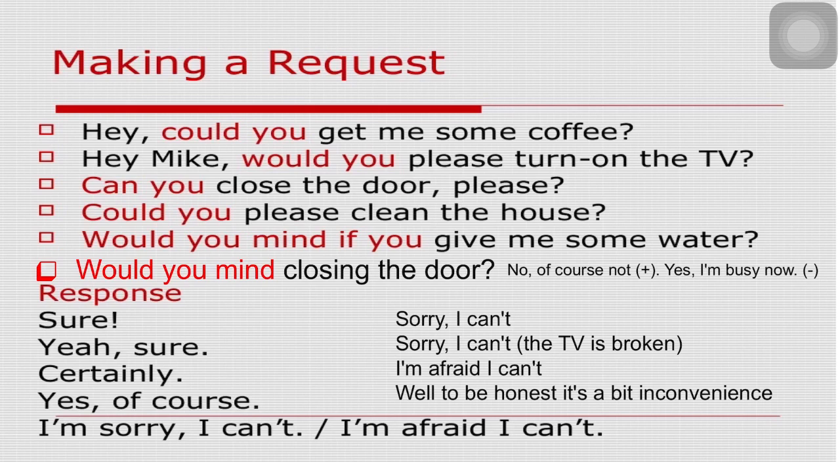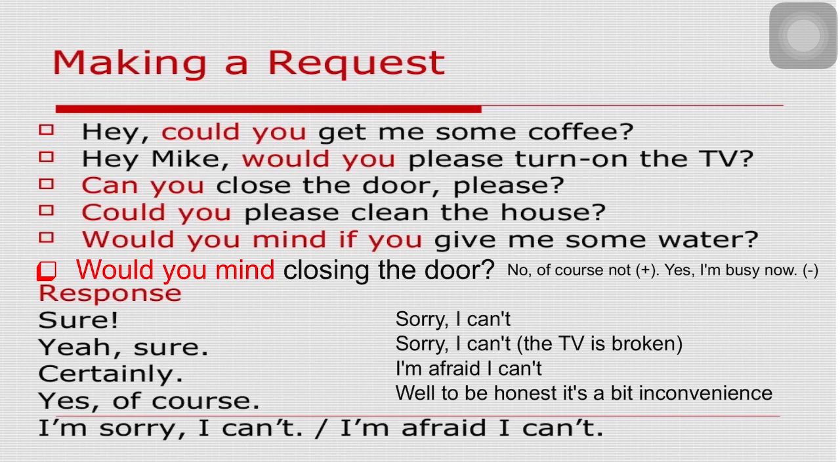Making a request. This is the example of making a request. Hey, could you get me some coffee? Or, hey Mike, would you please turn on the TV? Next, can you close the door please? Next, could you please clean the house? Okay, from here, we use could, would for someone who is older than you. For example, your parents, your older brother, your older sister, or your grandparents.